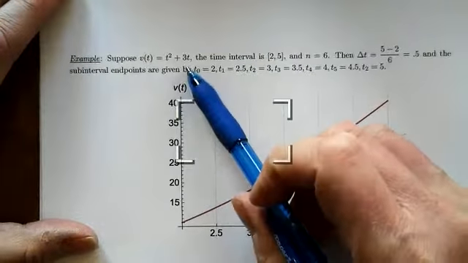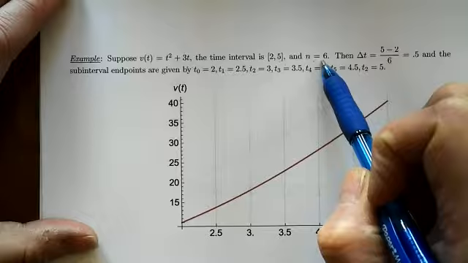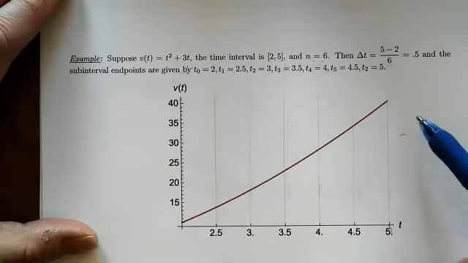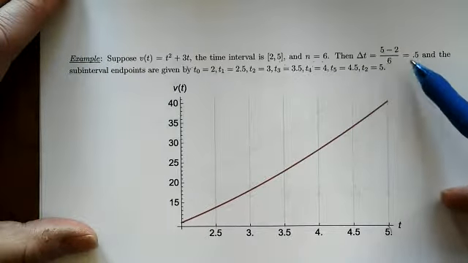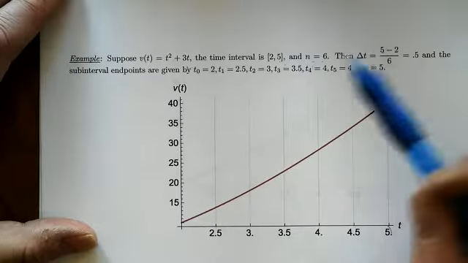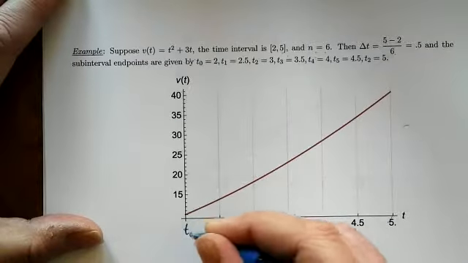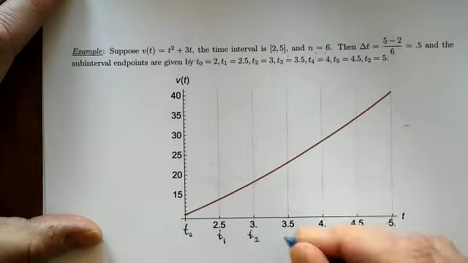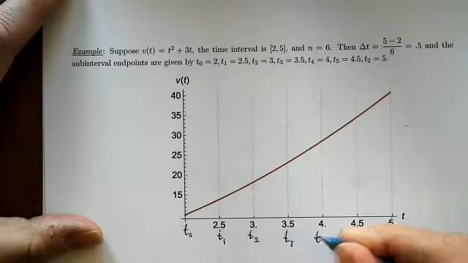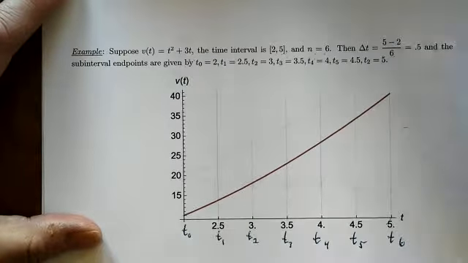Okay, let's look at a simple example. Suppose v of t is t squared plus 3t. The time interval is from 2 to 5, and we want to compute left and right estimates using n equals 6. I've drawn the graph between t equals 2 and t equals 5. If we take b minus a over 6, which is 5 minus 2 over 6, we get 0.5. The subinterval endpoints then: t0 would be 2, this would be t1, 3 would be t2, 3.5 would be t3, t4, t5, and t6.